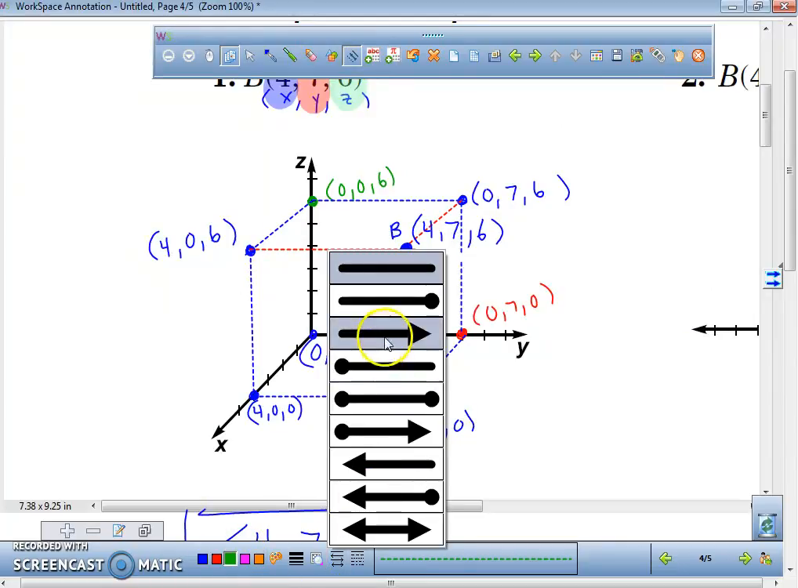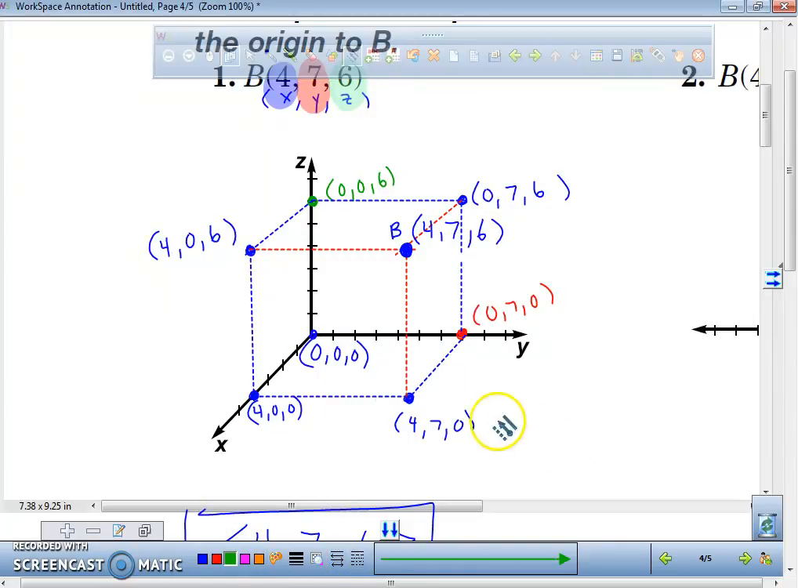I'm going to make an arrow that represents a vector because it has both magnitude and direction. We're starting from the origin (0, 0, 0), and we're drawing it up going to the corner of that rectangular prism at (4, 7, 6). So it's going from corner to corner. Think of it going from corner to corner in a box. That's what your vector looks like.